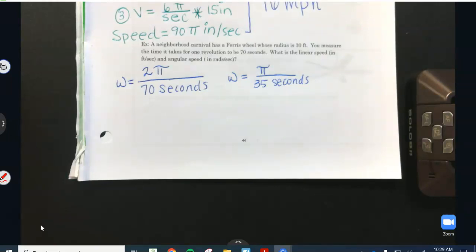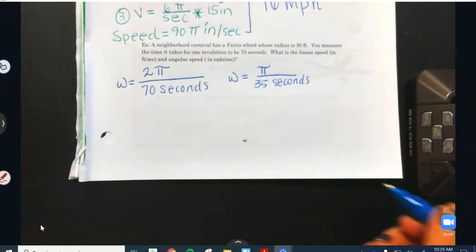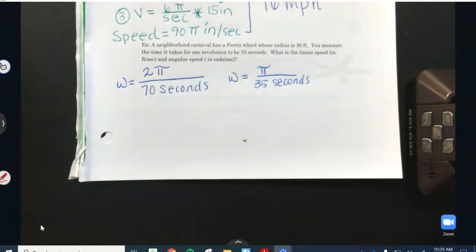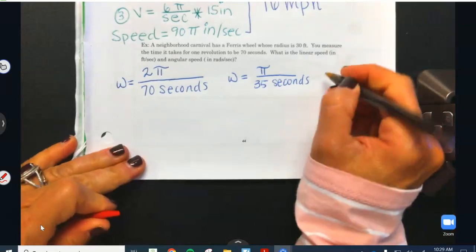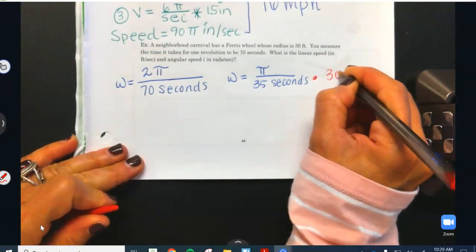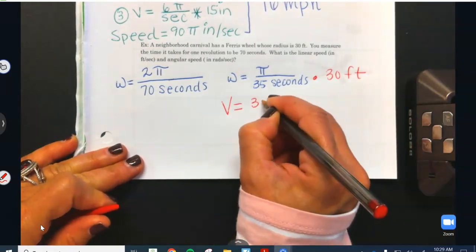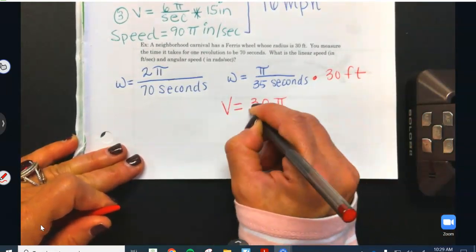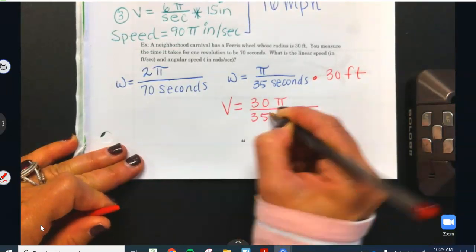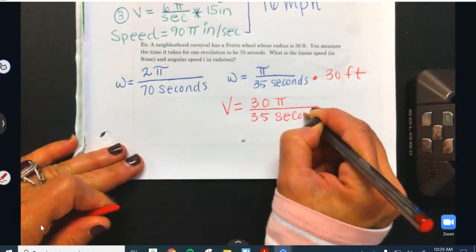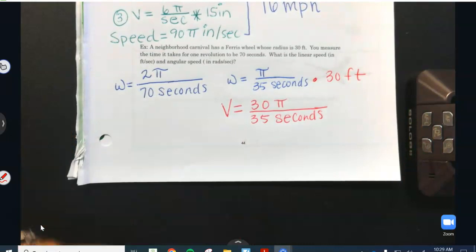All right, let's find linear speed. Okay, let's just multiply that by the radius. What is the radius? 30 feet. So, times 30 feet. So, velocity is going to be 30 pi over 35 seconds. And of course, if I asked for exact, that would not be right. Y'all can simplify 30 over 35.